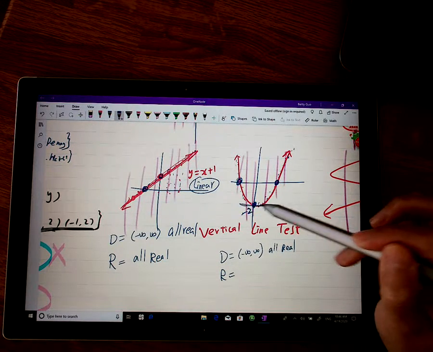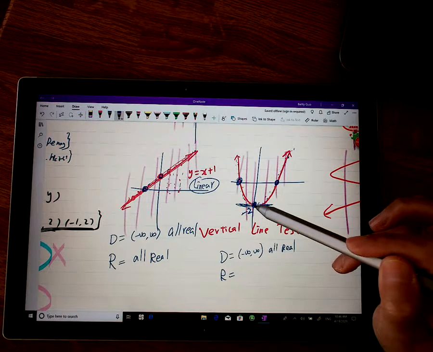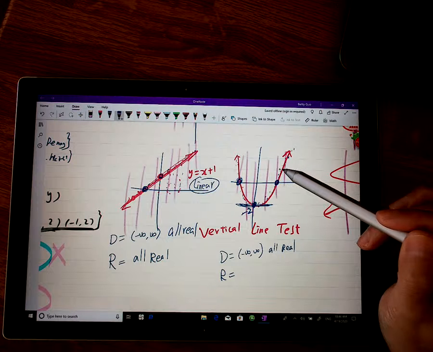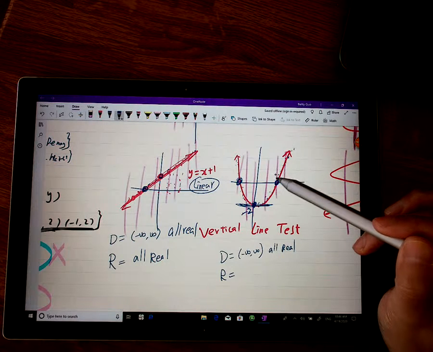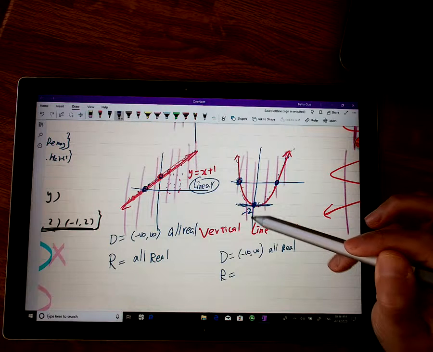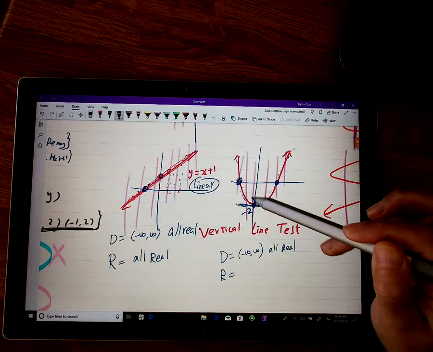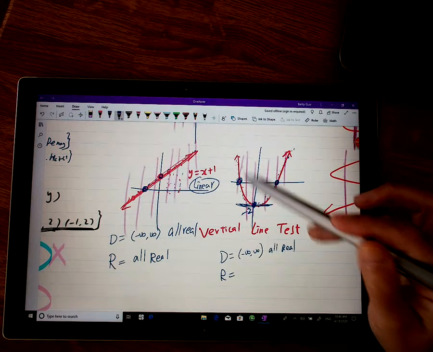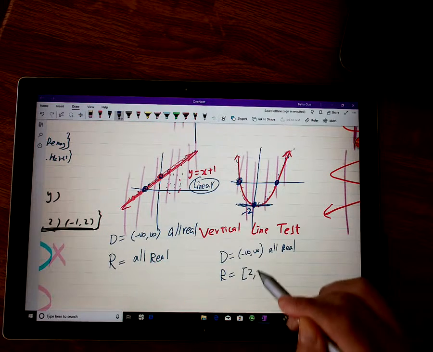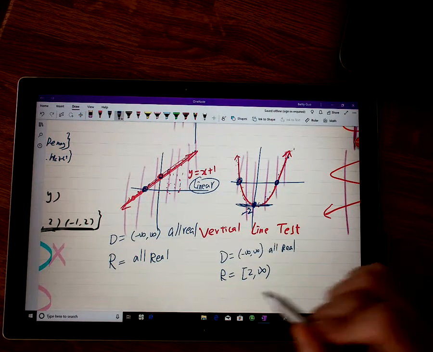However, do you see the y value has a lower bound, -2? Do you see any point on the parabola that would have a y value less than -2? No, right? Because -2 is the minimum of the function. No part of the graph is below -2. So the range actually is all real numbers bigger than or equal to -2.